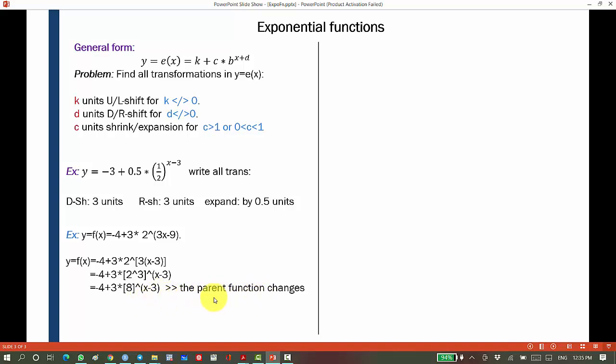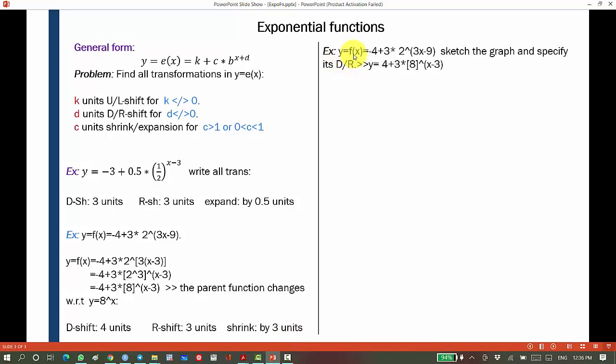This is the child function whose parent function is y is equal to 8 to the power x. Obviously, we can now write all transformations applied to this parent function in order to generate this function. That is a downward shift of 4 units, a right shift of 3 units, and a shrinking factor of 3 units.